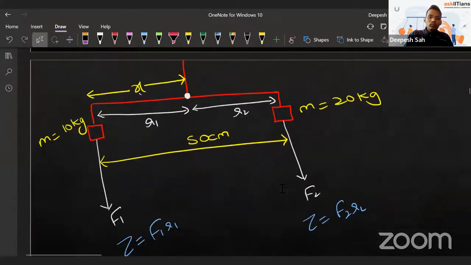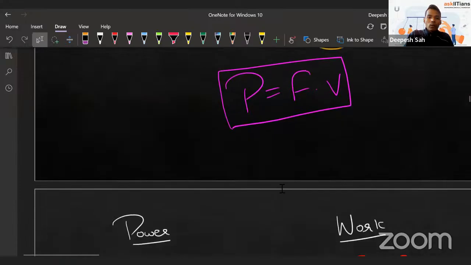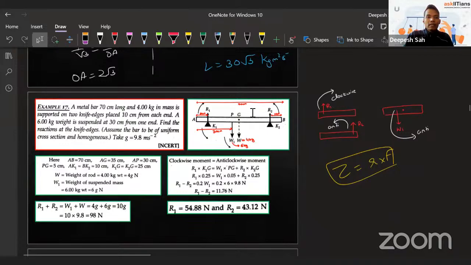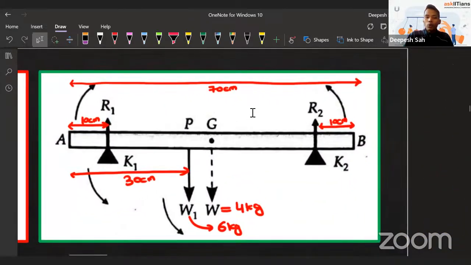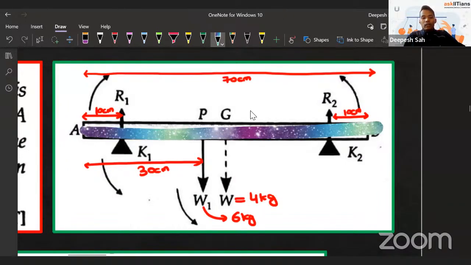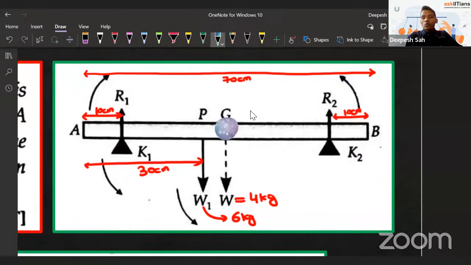That's it. Now, there is a very important question in the NCERT as well, as you can see this one. I will just give you the brief of how to do this problem. This is a whole scale, and this is the center point of it, so you can say this is the axis of rotation as well. Now there is a knife which I'm placing over here, which will give a reaction force in the upward direction. Another knife also gives an upward reaction.